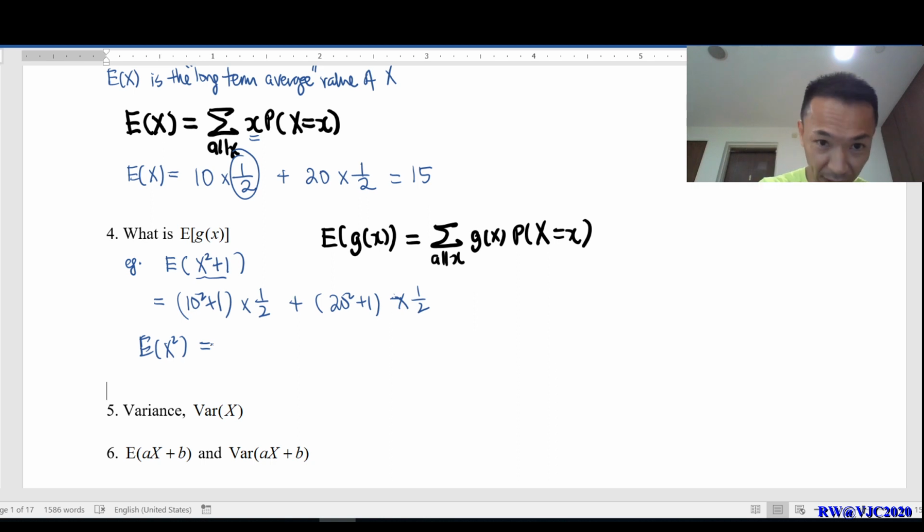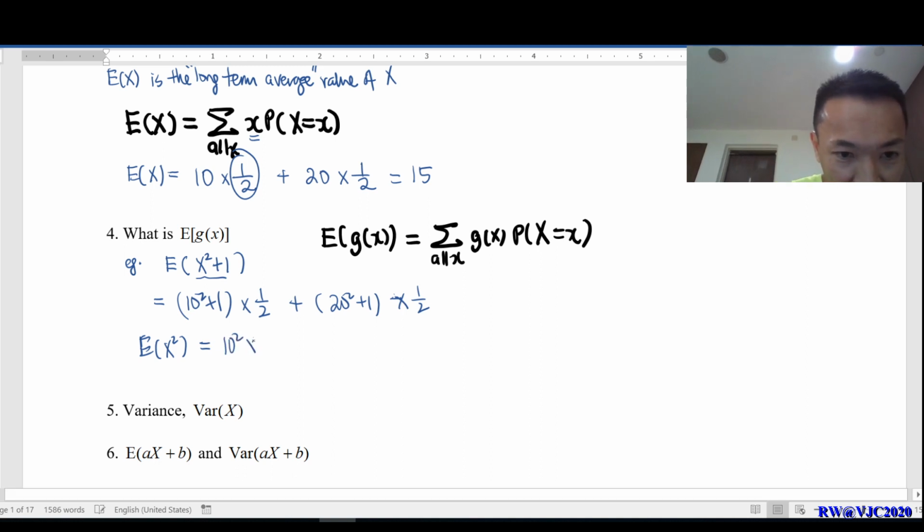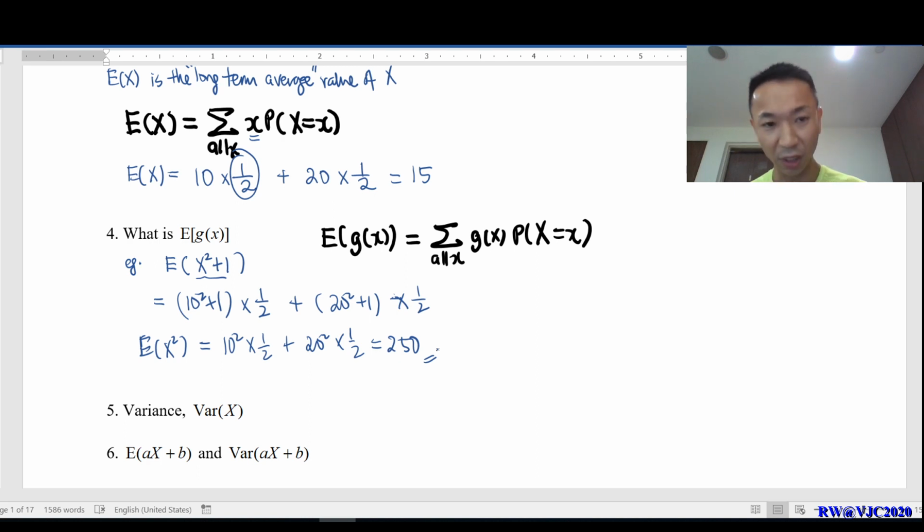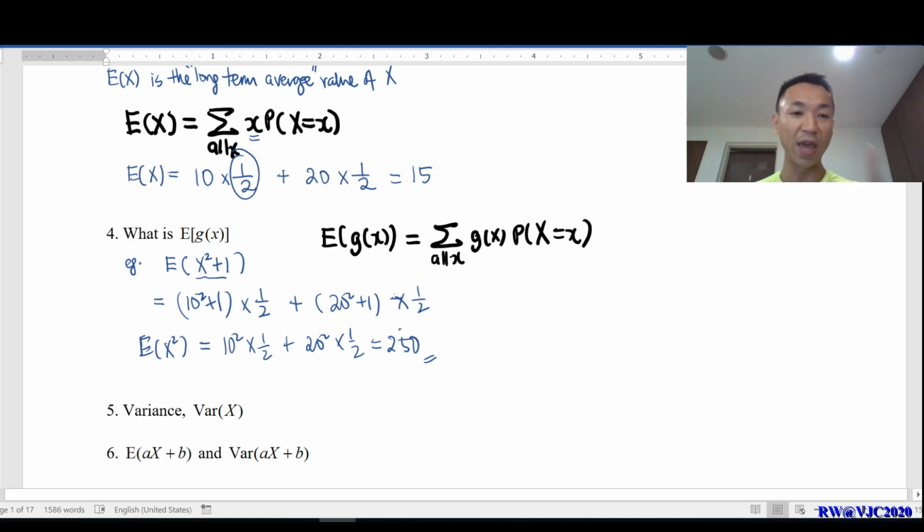Okay? Practice again. Pause the video and try to see whether you can find the value of the expected value of x squared. Okay, let's come back. You get 10 squared times half plus 20 squared times half. Okay, you will happen to get 250. Then you say, oh, why do I want to use the expected value of x squared? We come to the next point, variance.